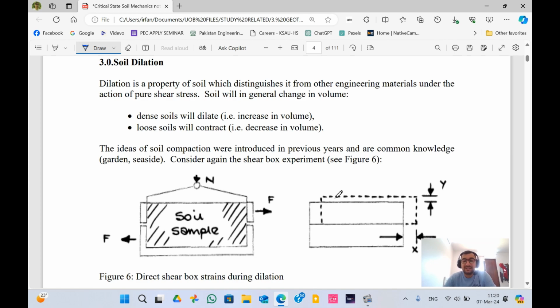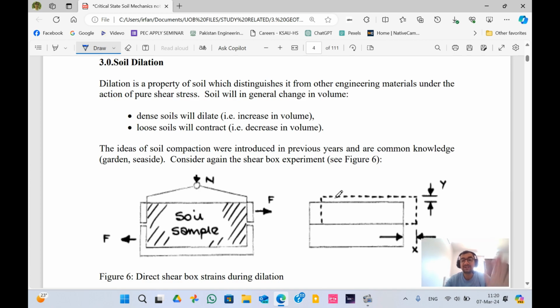And we have studied different stress profiles in the previous two lecture notes. Now, there is another concept of the soil which is called soil dilation, which is basically a property of soil which distinguishes it from other engineering materials under the pure action of pure shear stress. This is a property specific to the soil.